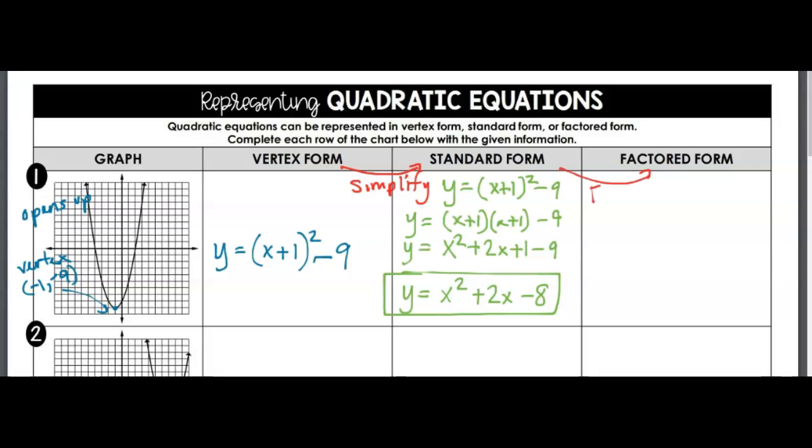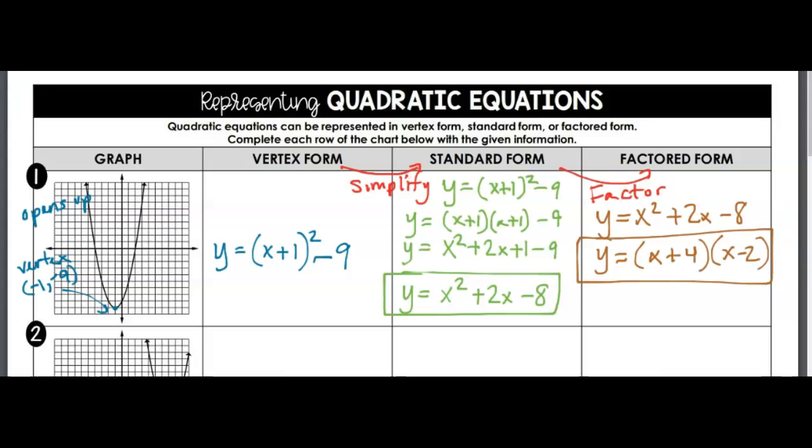So to go from standard form to factored form, all we have to do is attempt to factor the standard form. And if it is factorable, that just tells us that it does have at least one solution, and that solution is a rational number. This one is clearly factorable if you look at the two factors, x plus 4 and x minus 2, and then you can see over on the graph I've highlighted that it does cross at positive 2 and negative 4.